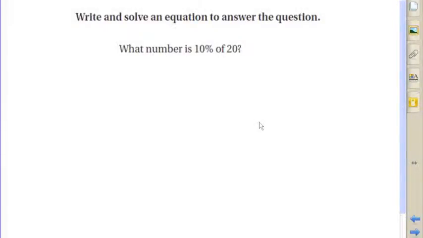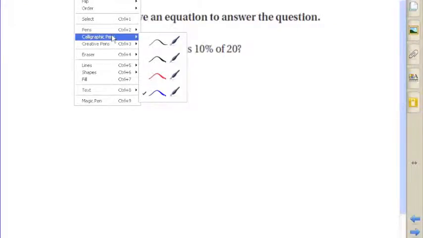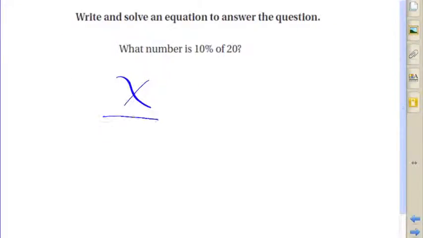So I'm going to teach you guys how to write and solve an equation to answer a percent problem. A great way to do this is to set up a proportion. If you're not permitted to use a calculator, or if you just simply don't have a calculator handy, and you don't know your percents by heart too well, one thing you do is set up a proportion.